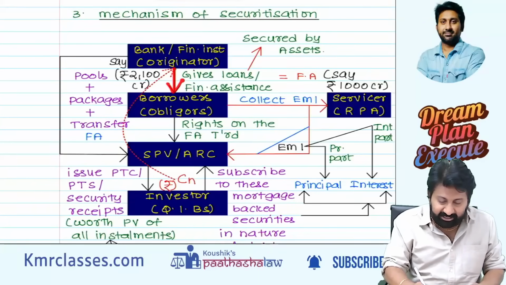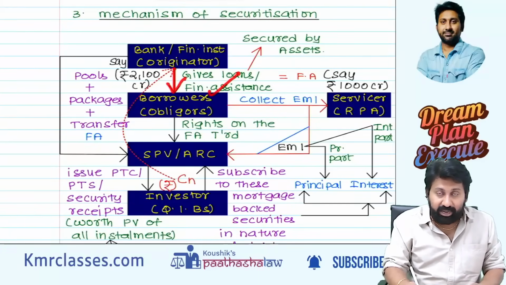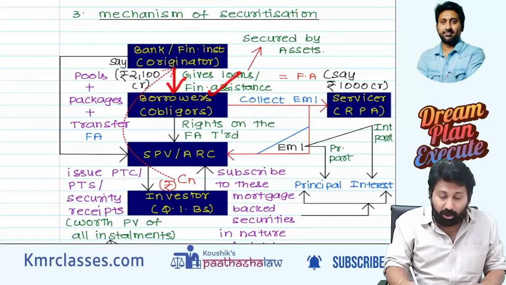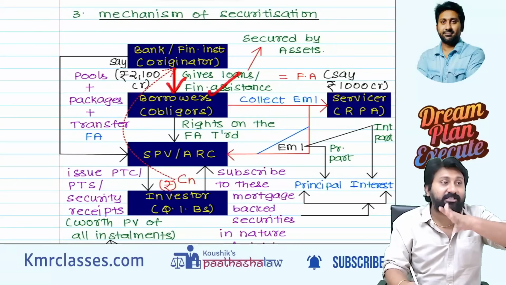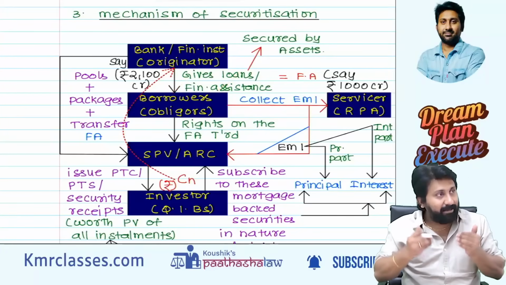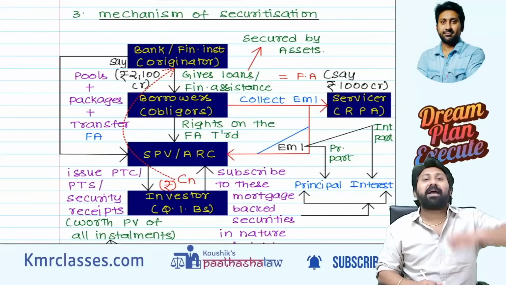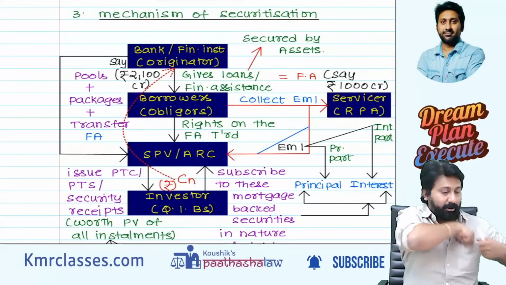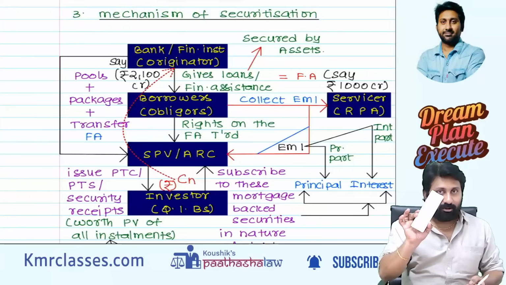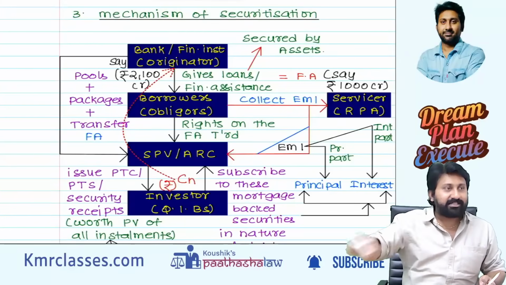The bank gave financial assistance to the borrower. Immediately, the borrower has taken a 1,000 crore loan, so the bank loses 1,000 crore of liquidity. I want to get my liquidity back. How to get liquidity back? Sell them. See, say I have 100 rupees in my pocket. I purchase this remote. Okay, I want my 100 back. What to do? Sell this remote.